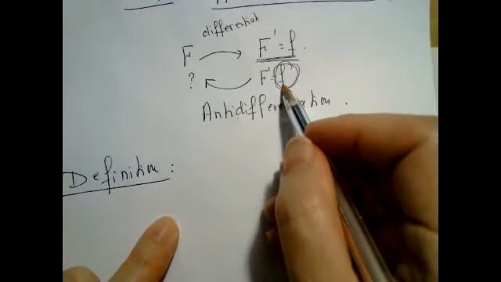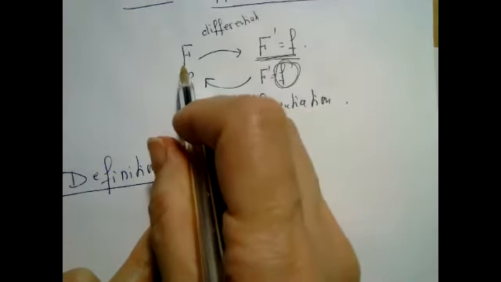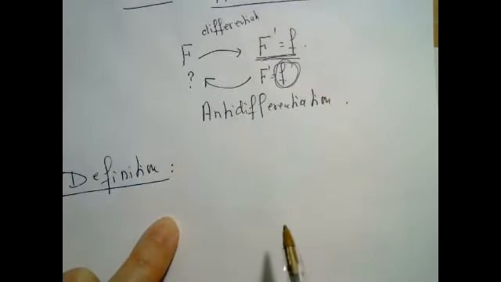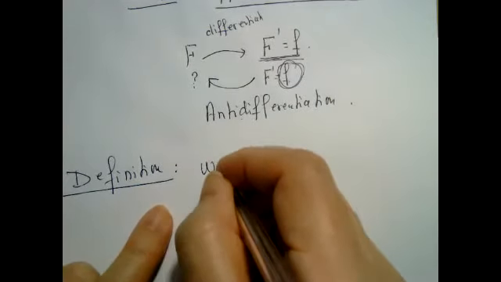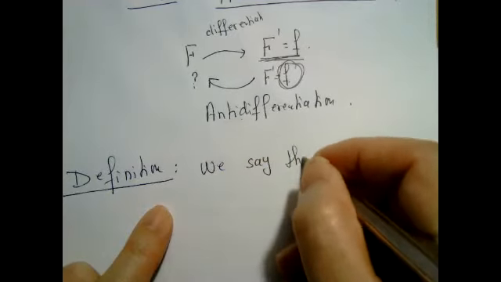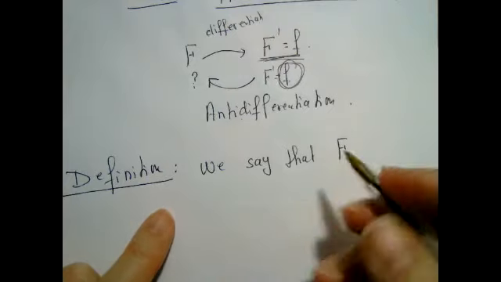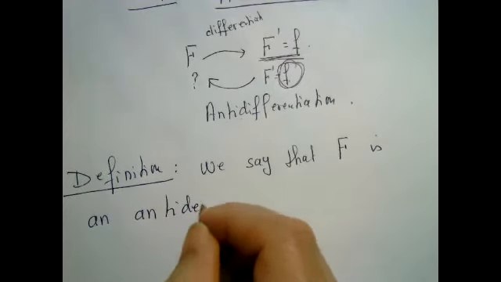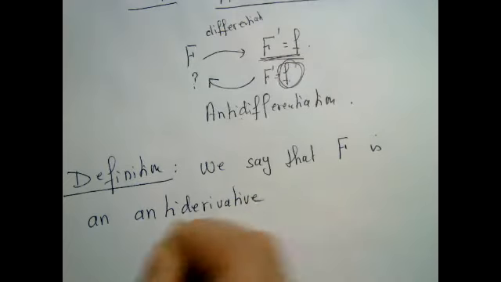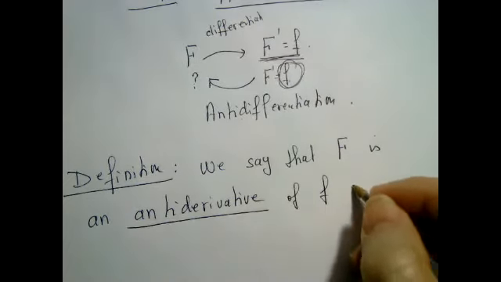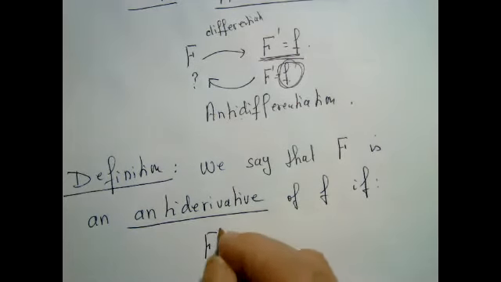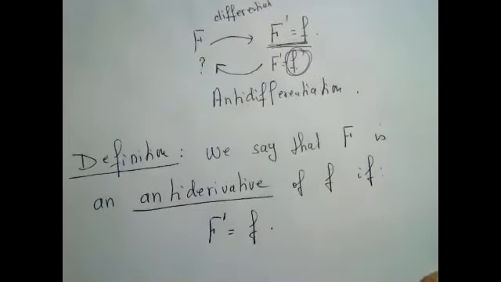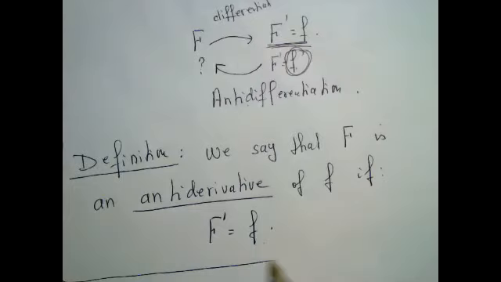Suppose I have a function f, little f. The function whose derivative is little f is called the antiderivative. So, definition: for some reason every book uses the notation big F. We say that capital F is an antiderivative of little f if the derivative of F is equal to little f. So we say that capital F is an antiderivative of little f if when we differentiate F, we get f. So that's the definition of antiderivative.